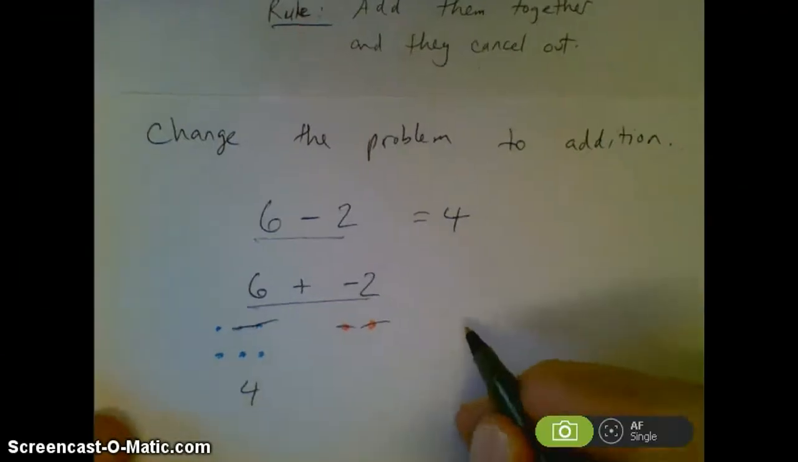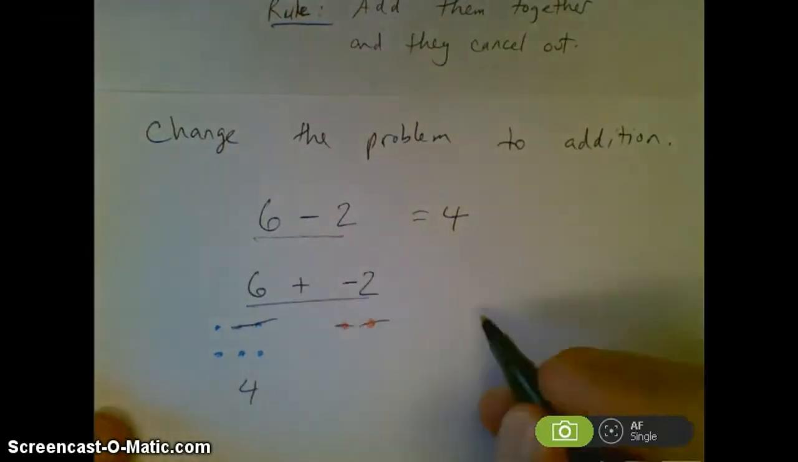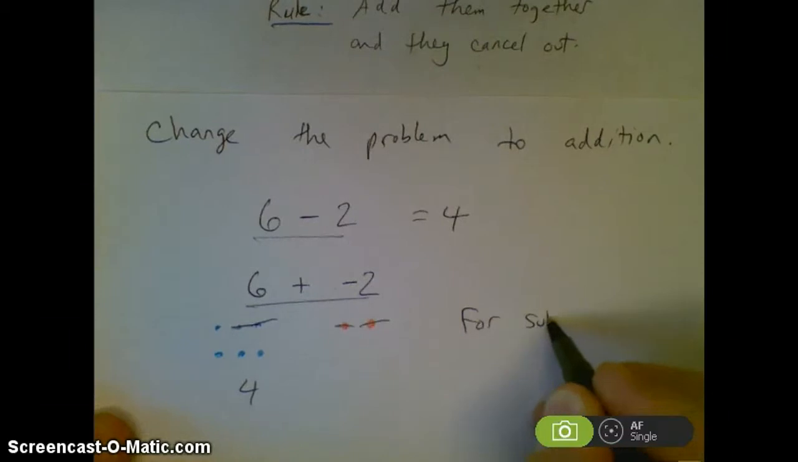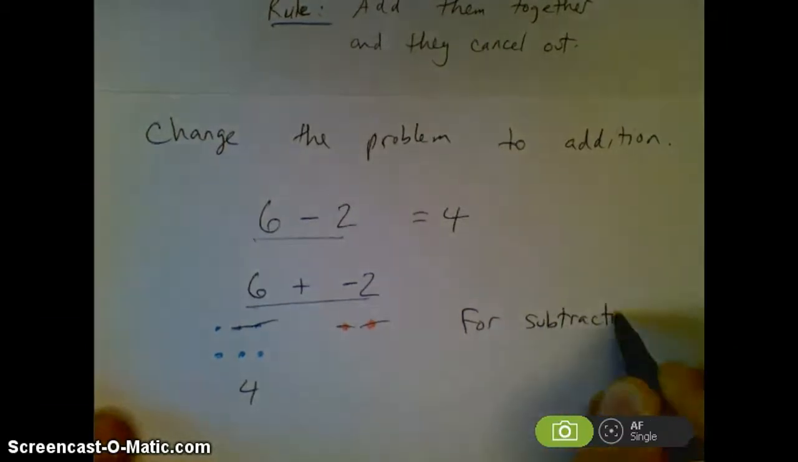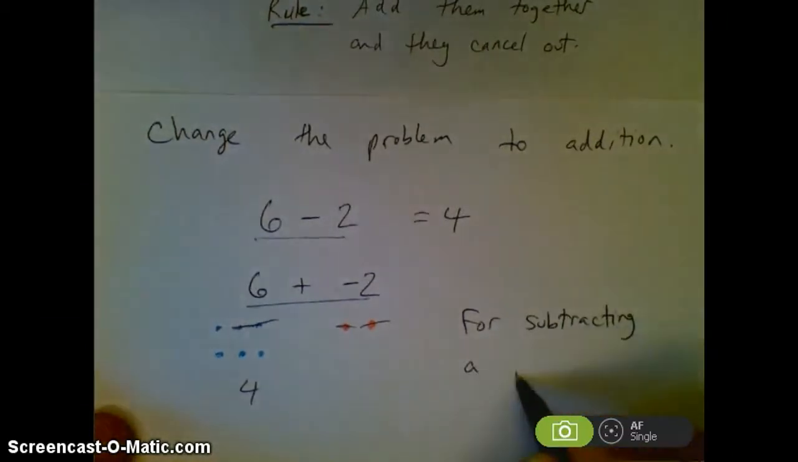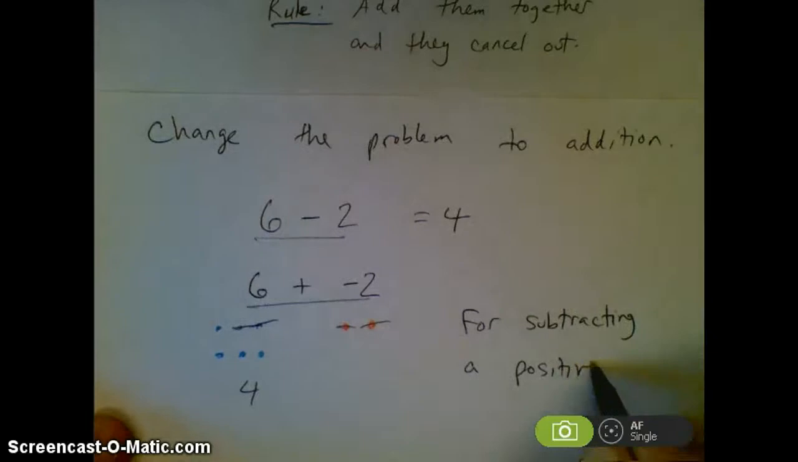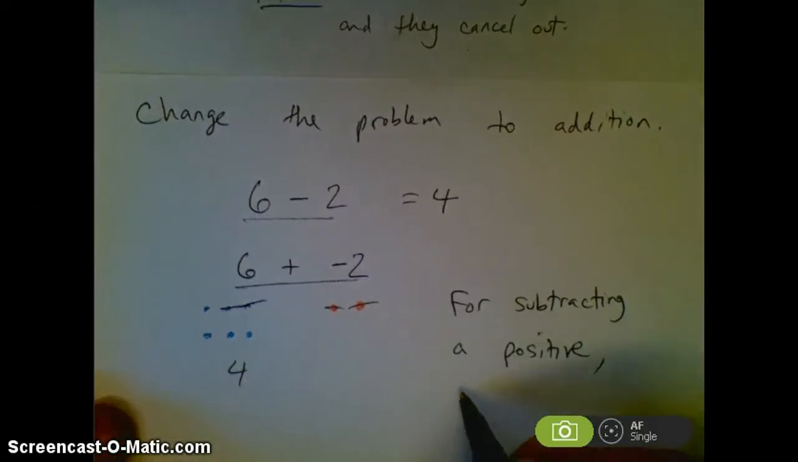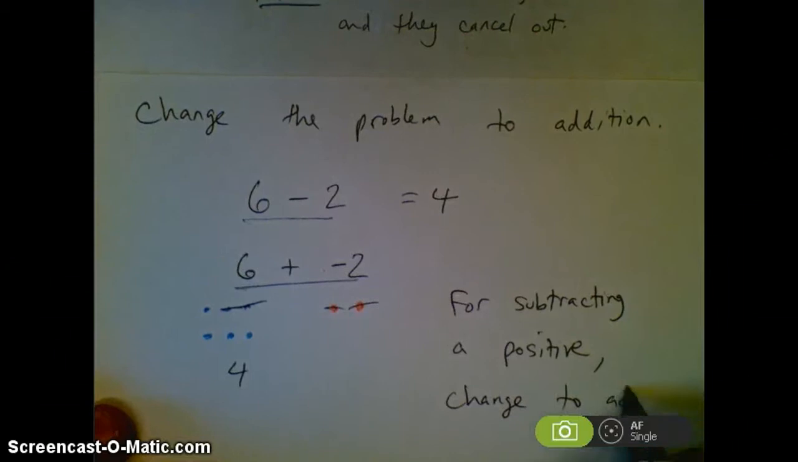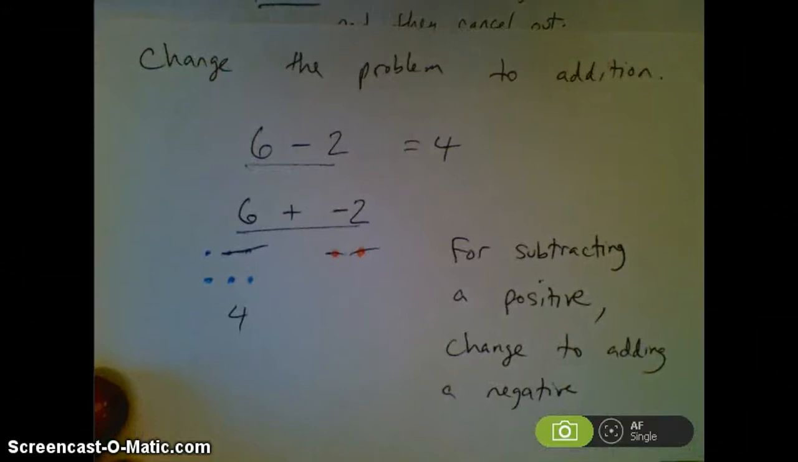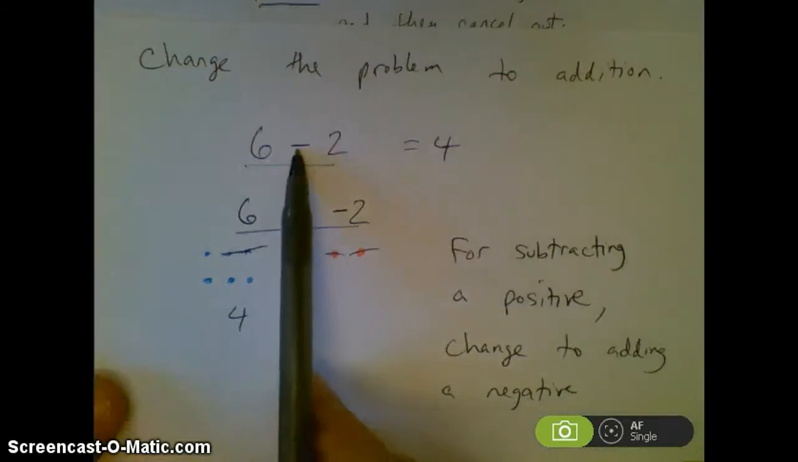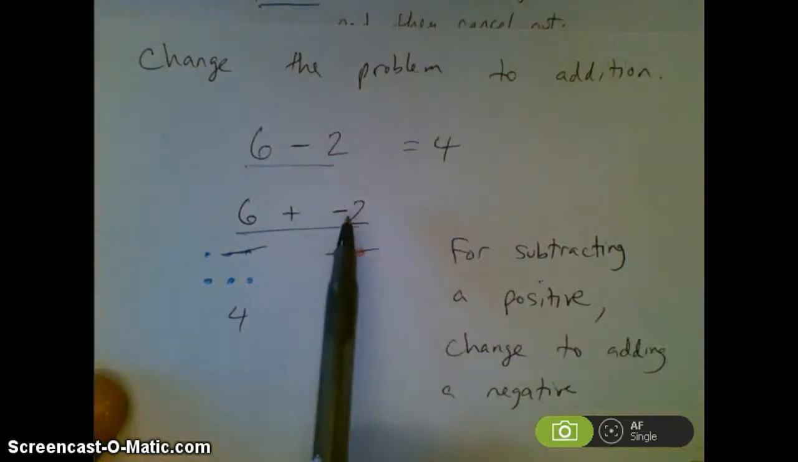So the trick is, if you are subtracting a positive number, change it to adding a negative. Just like I did here. Instead of saying minus 2, I say plus negative 2.